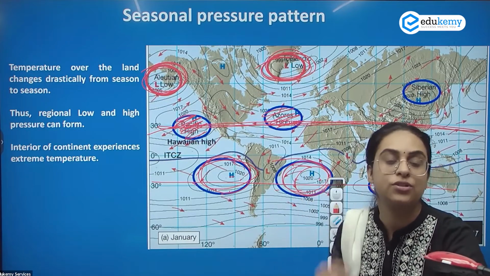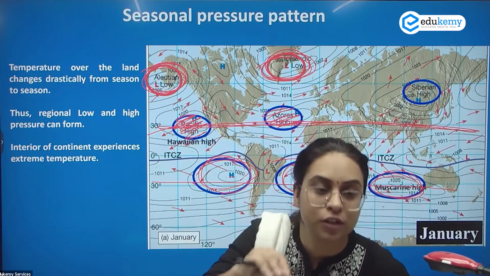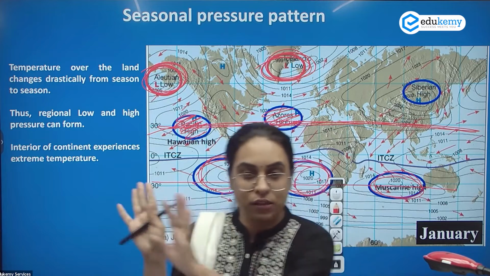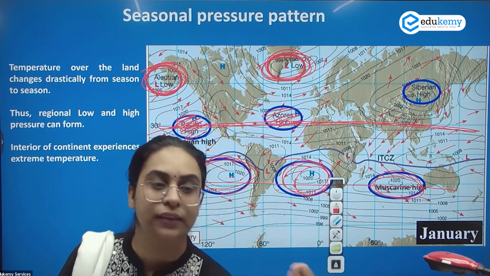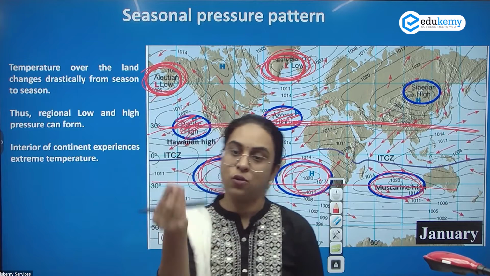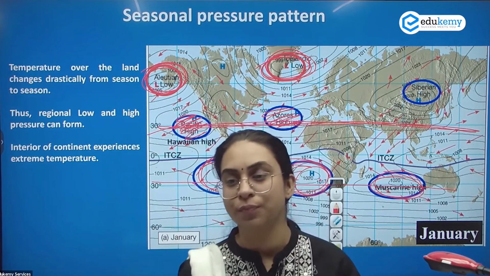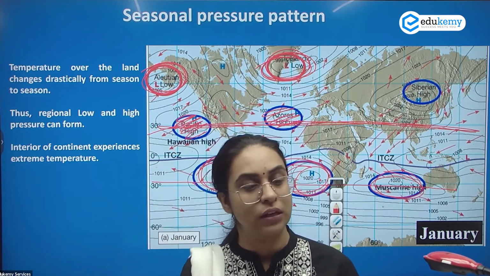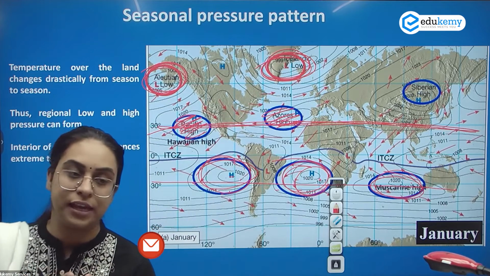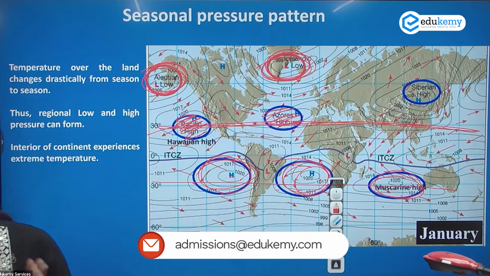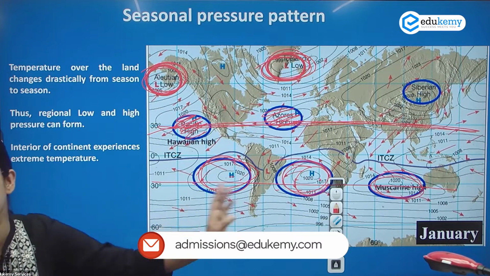There are some temporary pressure cells also, which come in summers and do not remain in winters. That is not a discussion for now. For now, all you have to understand is that there is horizontal pressure variation. The horizontal pressure variation has been explained by various models, the Hadley model and the Ferrell model. They said belts, but in reality, we don't have belts. In reality, we have certain cells.